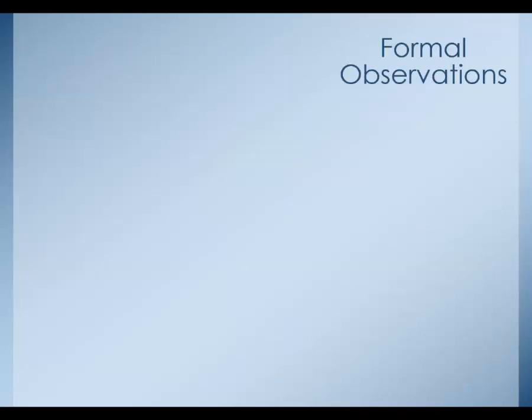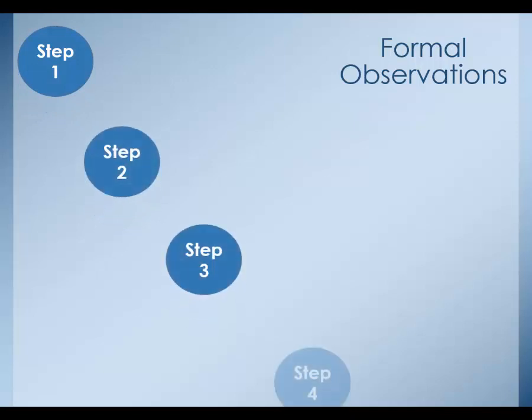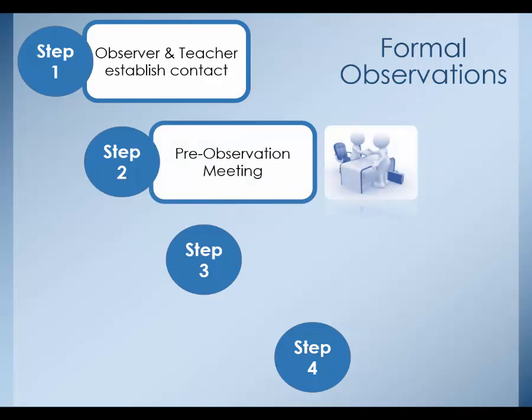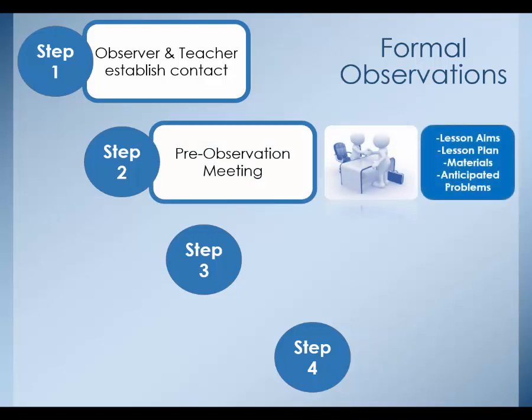Let's just briefly discuss the process. As seen here, it is essentially comprised of 4 steps. First of all, your observer will contact you to arrange a meeting before your observation. Please note that you will know the date of your observation in advance. In your pre-observation meeting, you and your observer will discuss your lesson aims, lesson plan, materials, and any anticipated problems. Your observer may make suggestions which you could choose to incorporate.